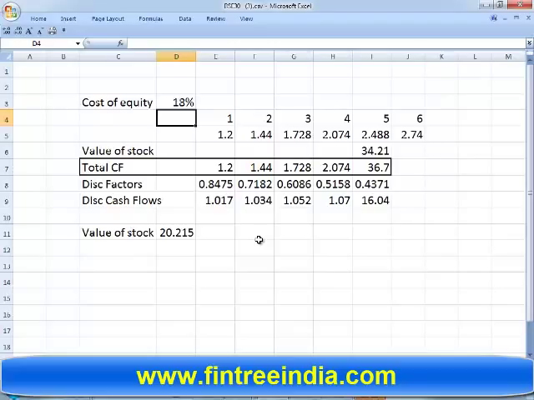So your 5th year cash flow is 36.7. Once you have all the cash flows, we can discount them together. So let's try to do it together. Memory recall, memory clear.